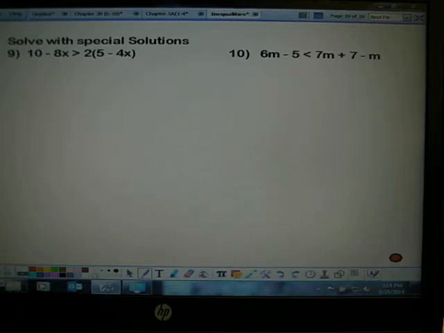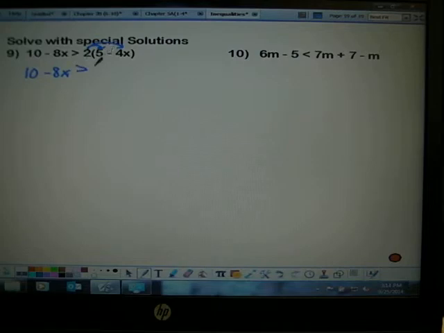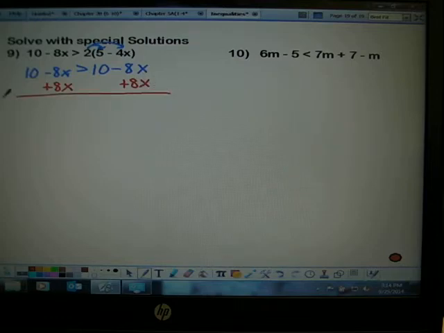Solving with special solutions. Well, we see we have parentheses here, so that tells me my first step is to distribute. We have 10 minus 8x is greater than 2 times 5 is 10. 2 times negative 4 is negative 8x. Now you still want to go through the whole process here. You want to get rid of your x's. So I'm going to add x. I'm going to try to move them to the same side. But what you'll notice here, as I'm trying to move them to the same side, they actually cancel out. That's why it's a special solution.